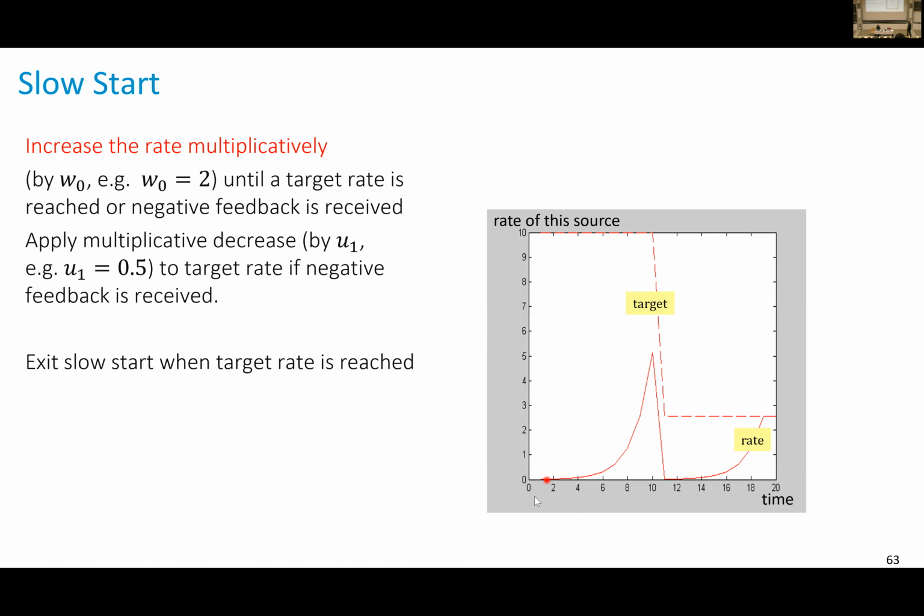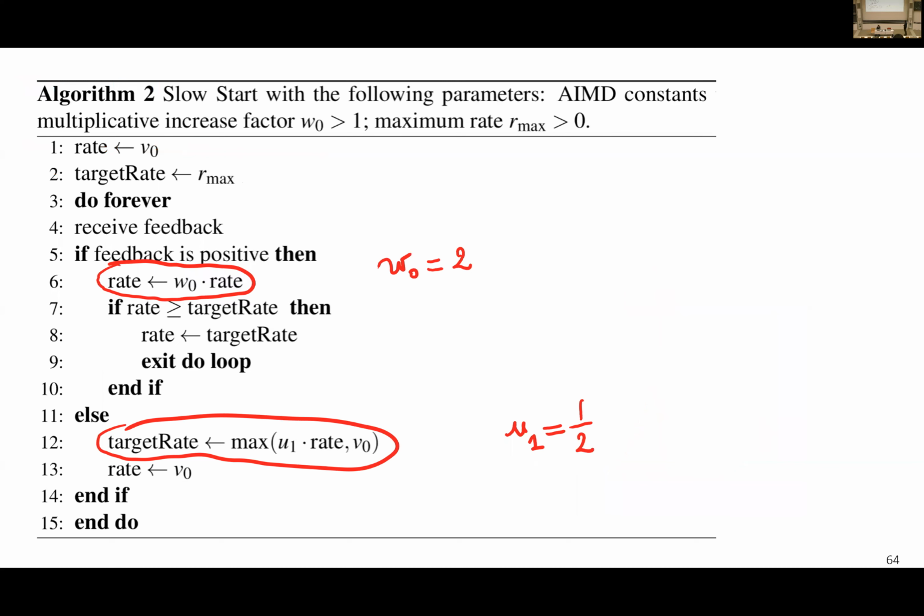So if I illustrate the rate of a source here, it increases exponentially fast. At this point, it receives negative feedback. So the target rate was 10 here, but it has received negative feedback, so it will decrease again. But when it decreases, the target rate becomes half of what it had here, which was 5 or something here. So 2 point something becomes the new target rate. The intuition is that when we were increasing, this rate here was quasi-feasible. We were probably not too much above capacity. So we try to target half of this rate here. This is slow start. That's the algorithm.